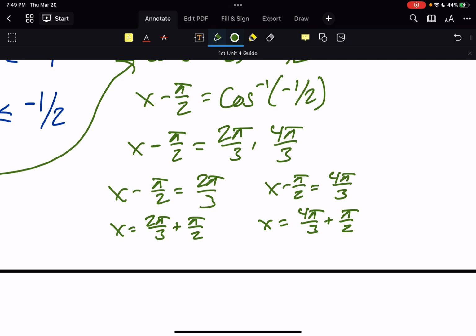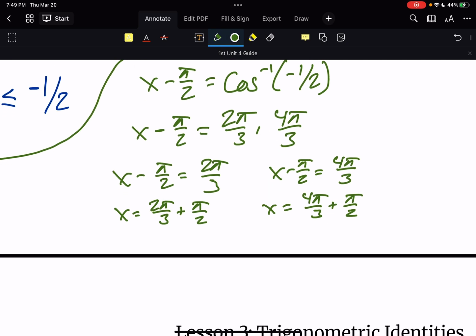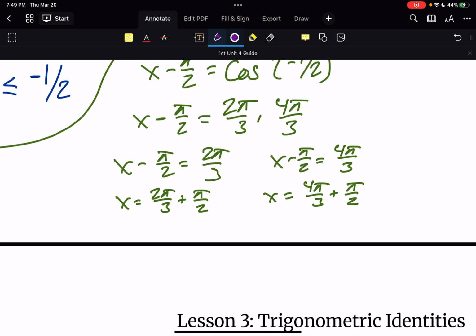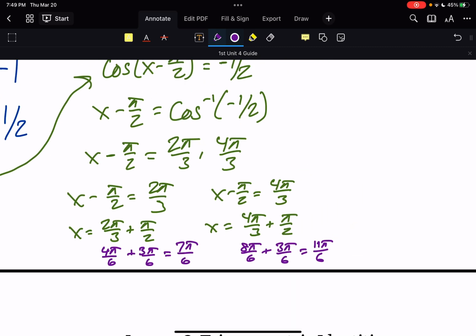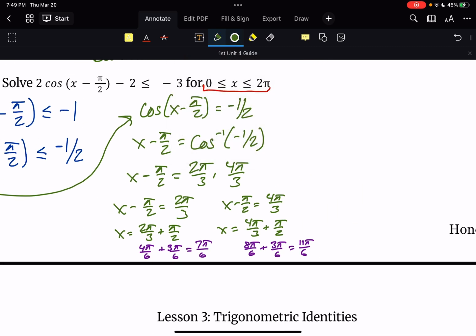Now we just got to think adding these fractions, we need a common denominator. So the common denominator here is 6. So this is really 4 pi over 6 plus 3 pi over 6, and then I have 8 pi over 6 plus 3 pi over 6. And so when I add, that is going to give me 7 pi over 6 and 11 pi over 6. So these are the two angles that I'm working with, 7 pi over 6 and 11 pi over 6.